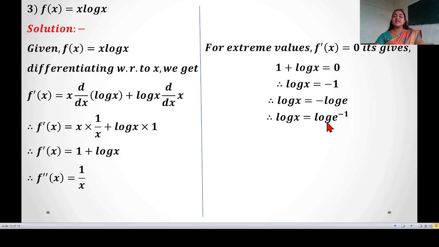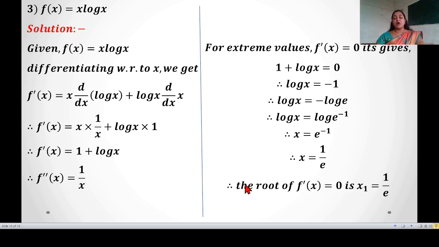So if two logs are the same, then the corresponding numbers are the same. So therefore x is equal to e raised to minus 1. That means x is equal to 1 upon e. So we get only one root, which is x is equal to 1 by e. Now we apply the next procedure. We put this root in f double dash of x. So now the root of f dash of x is equal to 0 is x1 is equal to 1 by e. Now this value we put in f double dash of x.